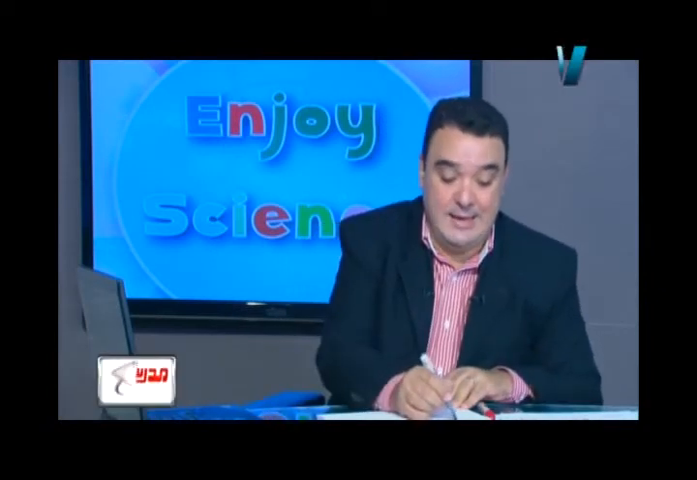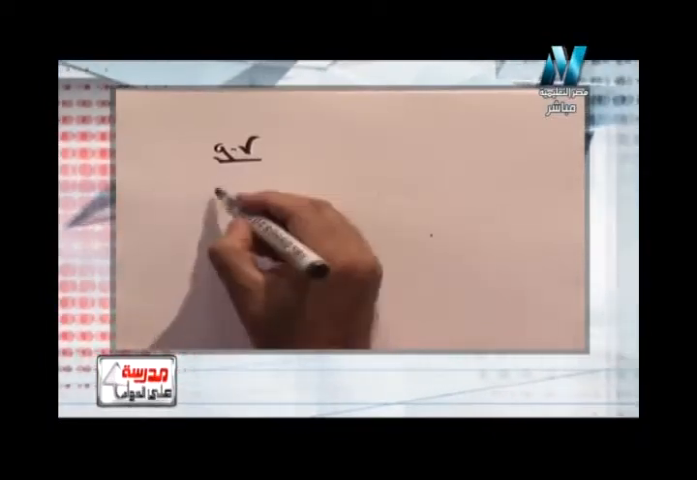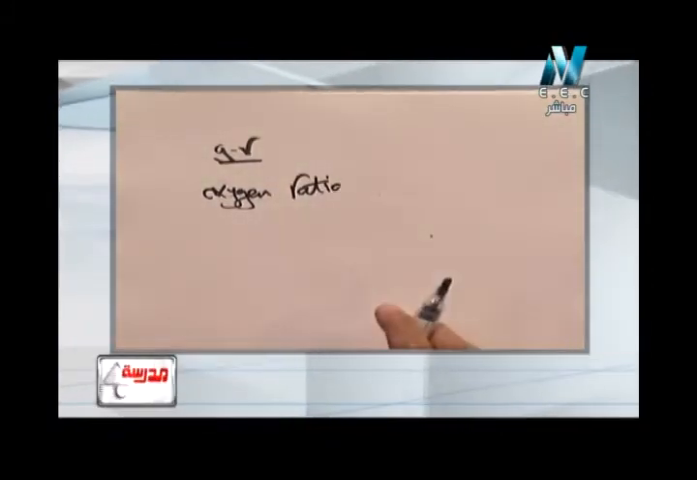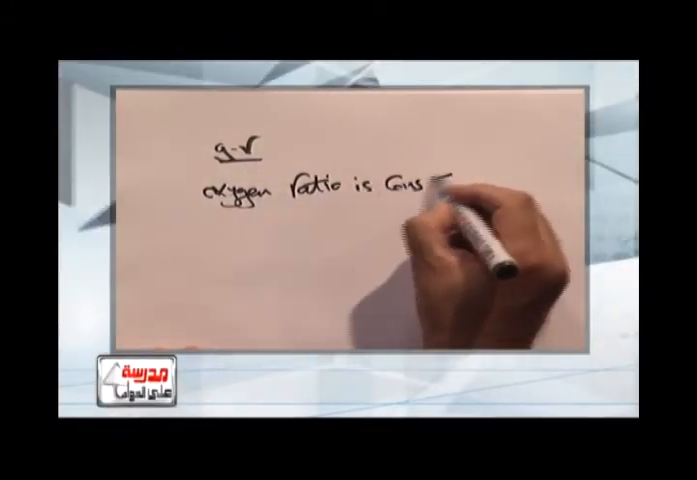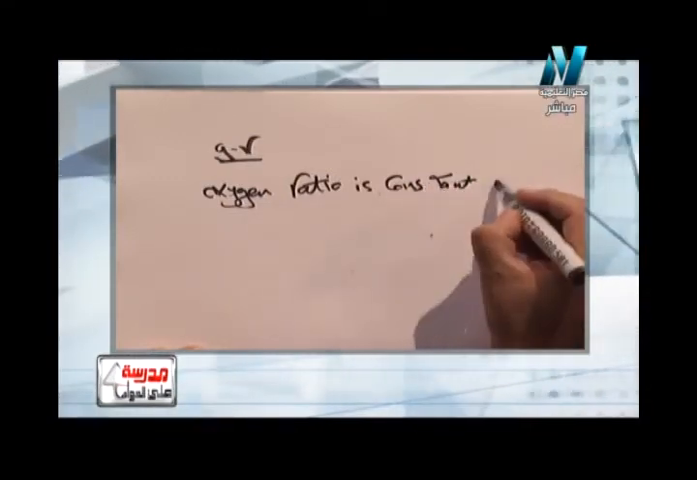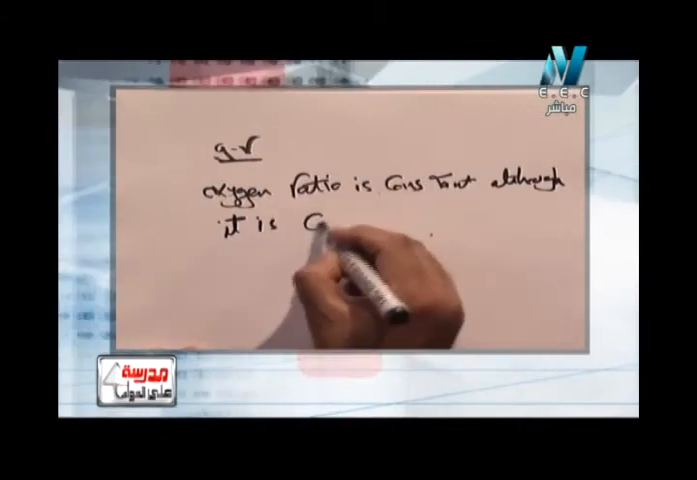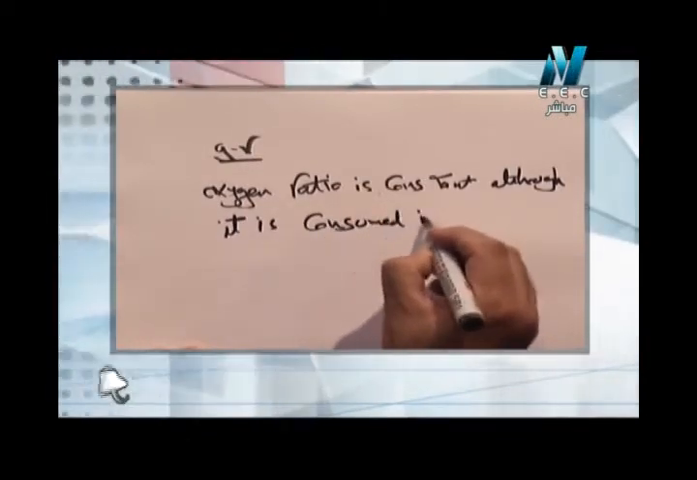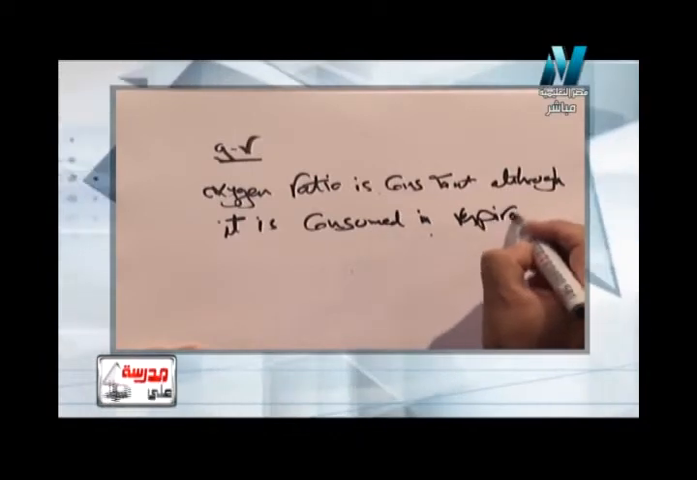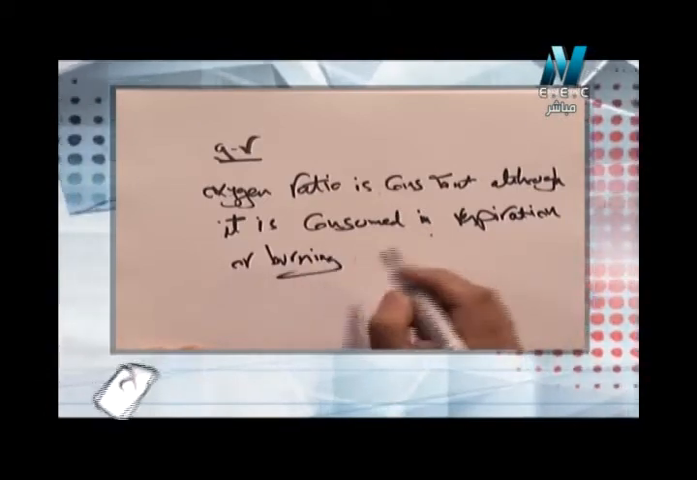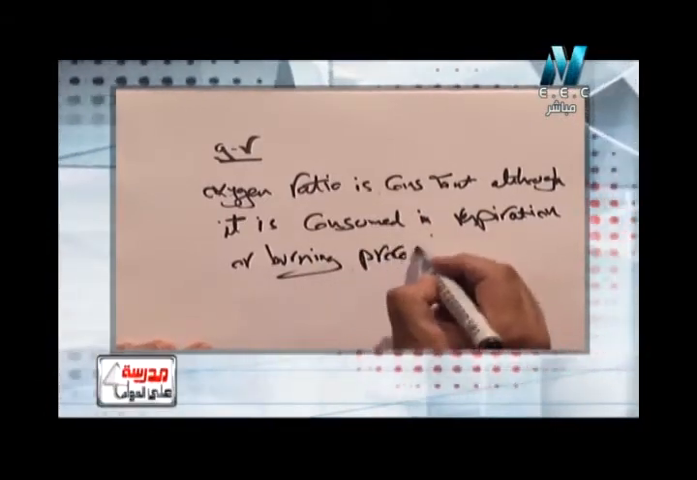So if I have a question here with give reason, let me write this question. Imagine that the question says: give reason. The oxygen ratio, which is 21%, is constant. Why is it constant? It is constant although it is consumed in respiration or burning, because burning processes also need oxygen gas.